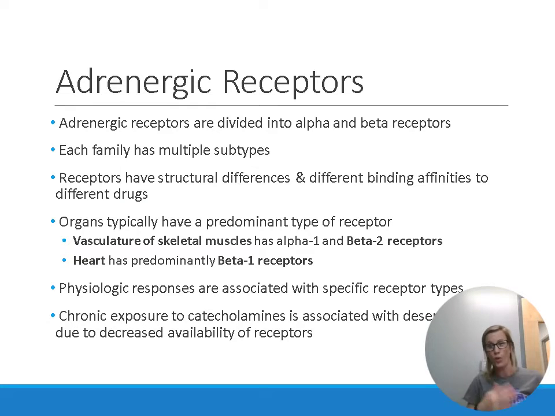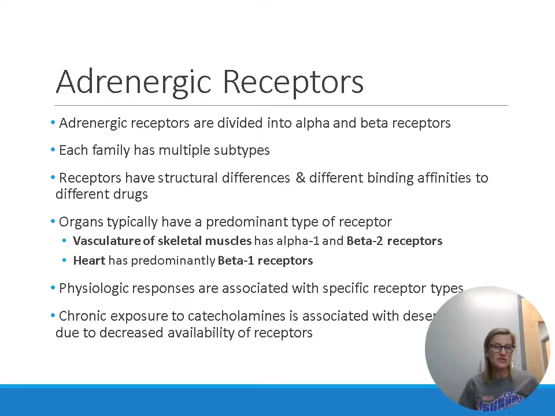So like alpha 1, alpha 2. We even get more specific sometimes with like alpha 1A. So we can get really selective sometimes. And then beta receptors, we have beta 1, beta 2, sometimes beta 3. Each of the receptors have structural differences between each other. So like an alpha 1 receptor is structured a little bit different from an alpha 2 receptor.